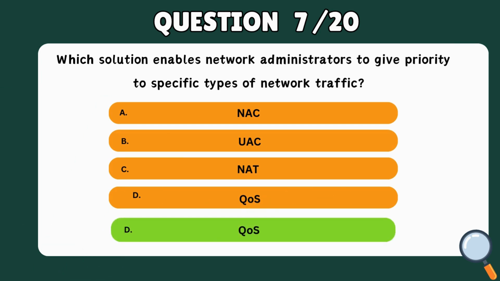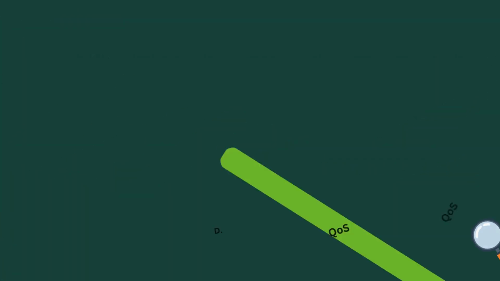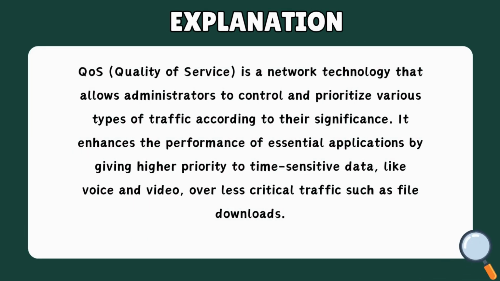Correct answer, D. QoS. Quality of service is a network technology that allows administrators to control and prioritize various types of traffic according to their significance. It enhances the performance of essential applications by giving higher priority to time-sensitive data, like voice and video, over less critical traffic such as file downloads.